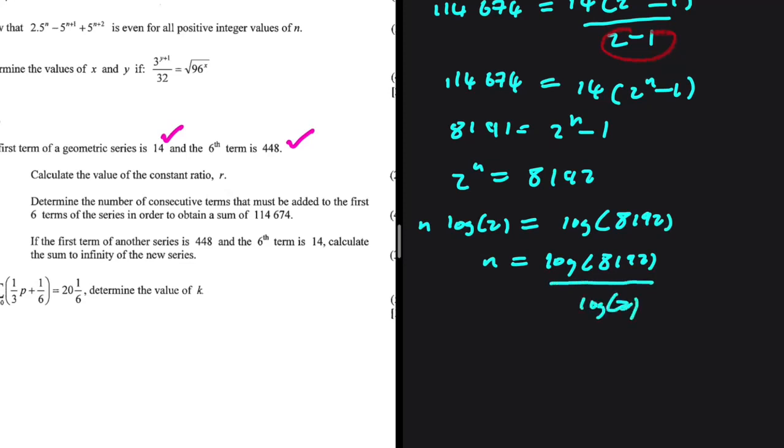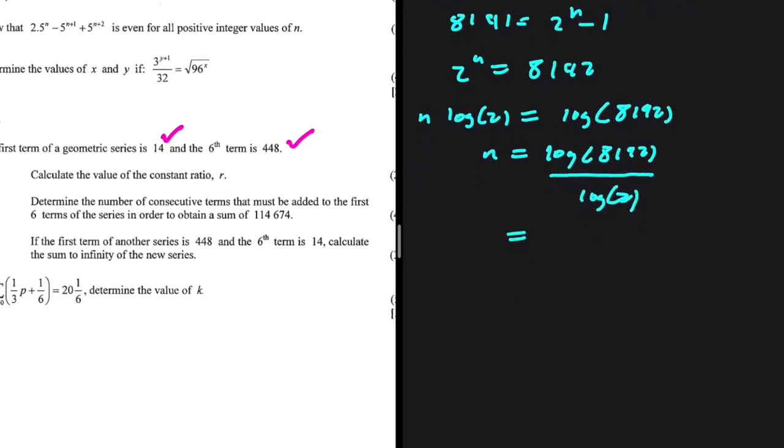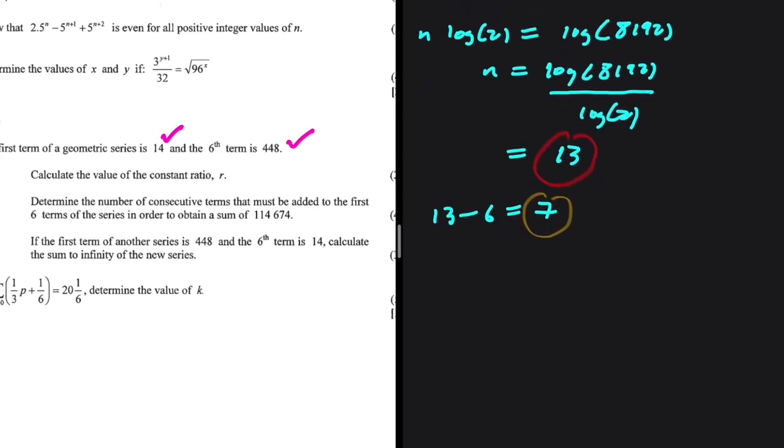Right. If you put that in your calculator, you're going to get 13. In order to get a sum of 114,674, we need 13 terms. So how many consecutive terms must be added to the first 6 terms? That is 13 minus 6, which is equals to 7. So to the first 6 terms, we need to add 7 more terms in order to get a sum of 114,674.